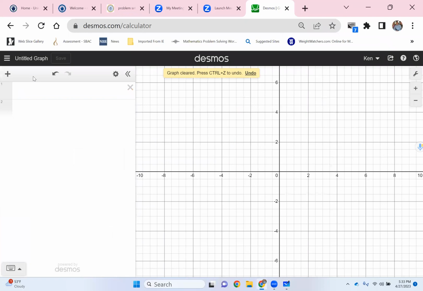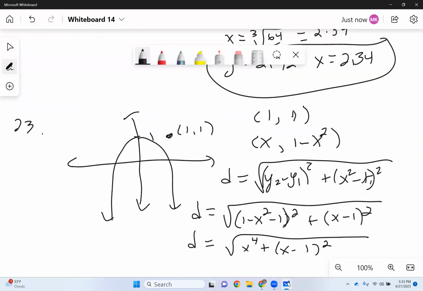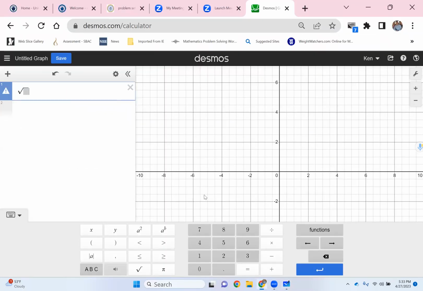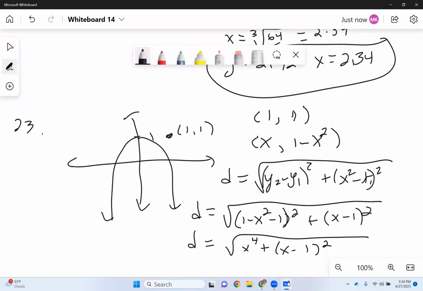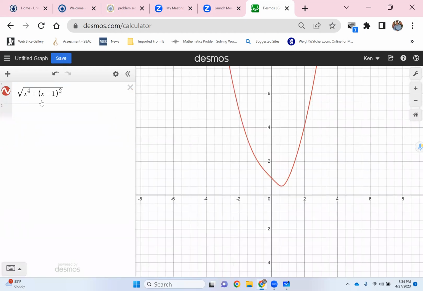So it's going to be the square root of x to the 4th plus x minus 1 squared. Wait, I need it inside. Plus x minus 1 quantity squared. Look at that. That's some graph, isn't it? Wow. All right, so let's call that f of x.